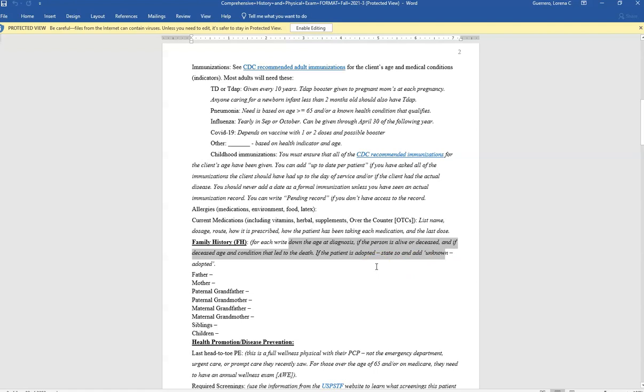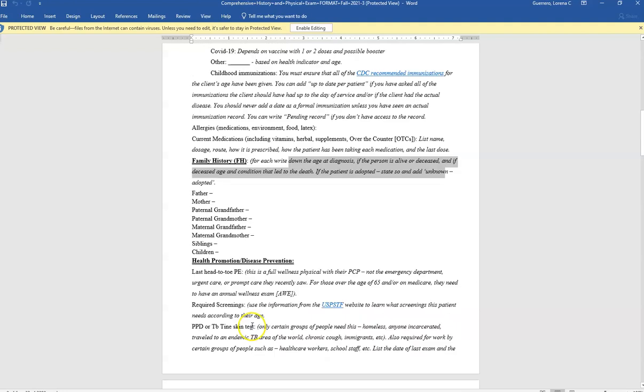If the patient's adopted, sometimes you're just going to put patient adopted and skip all of this unless they happen to know their biological parent information. And sometimes they do. So don't assume, you need to ask, okay?